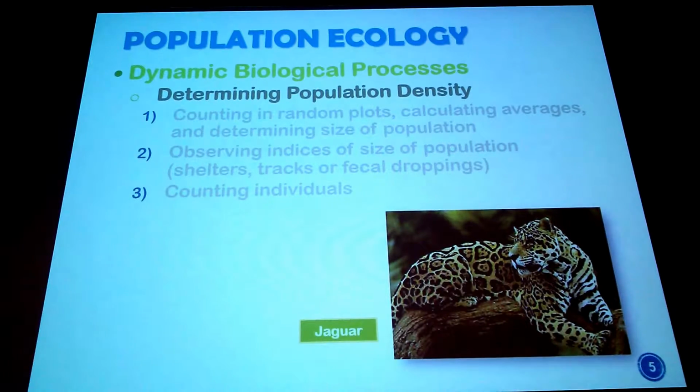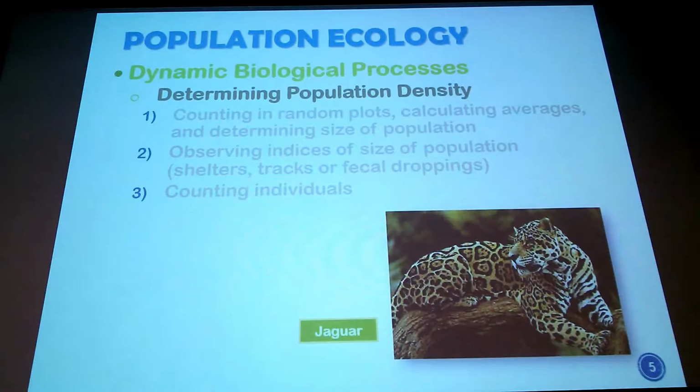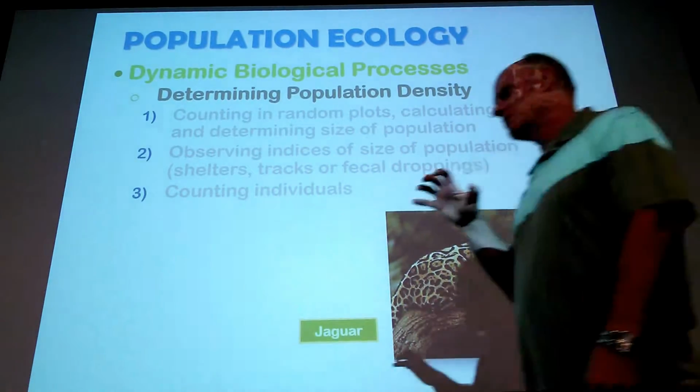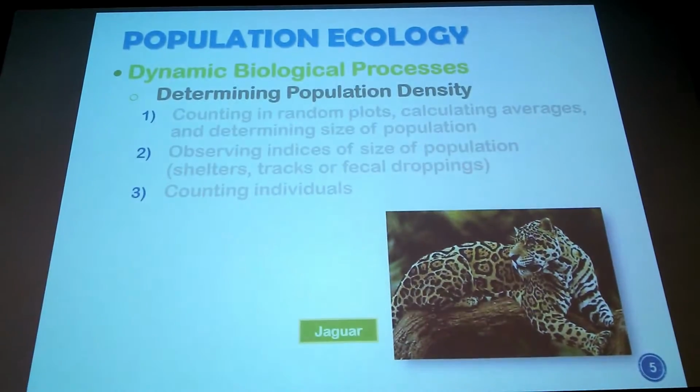Observing indices of size of population: shelters, tracks, or fecal droppings. Where a cat like this might bed down for the night. Seeing how many of those that you see, because they're solitary. If you find 3 or 4 of those, chances are it's not the same one in 3 or 4 different places. It's probably 3 or 4 different cats. Tracks would be very useful. They're almost like fingerprints. You can tell distinct individuals apart.